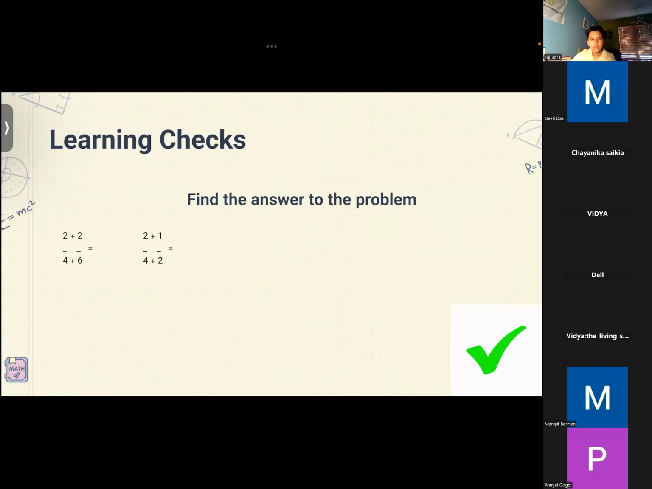So this is a learning check. Find the answer to the problem, and I'll give you a couple minutes, and then I will show the solution. And it is okay if you don't fully understand it right now because this is a new concept.